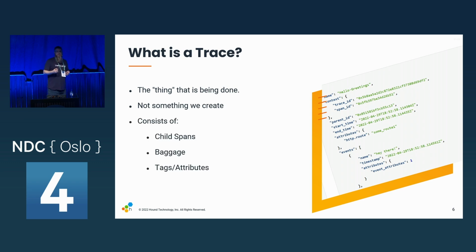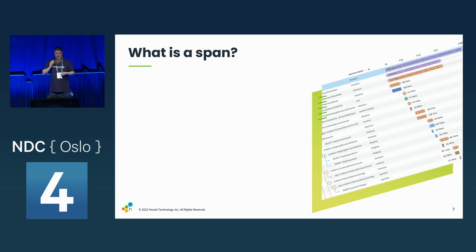It consists of spans. Those spans can consist of some baggage when you're transmitting between systems. And all of those spans have attributes. Now, that's not a complete list. It's not a complete definition. I'm not here to repeat the spec of what OTel is for you. This is just to set the scene of what we're going to be talking about today. So what is a span?